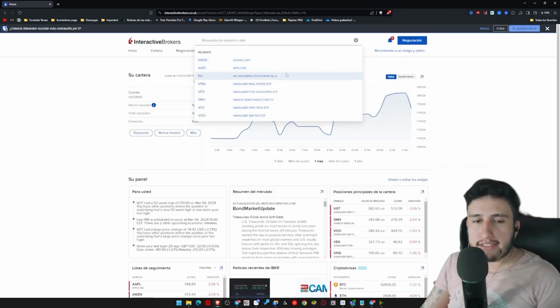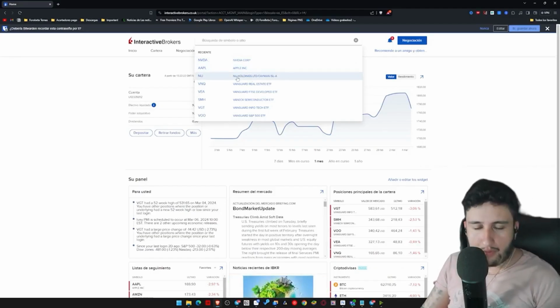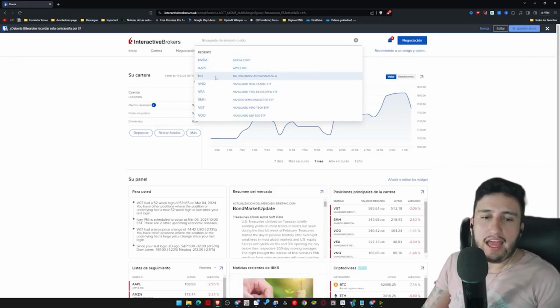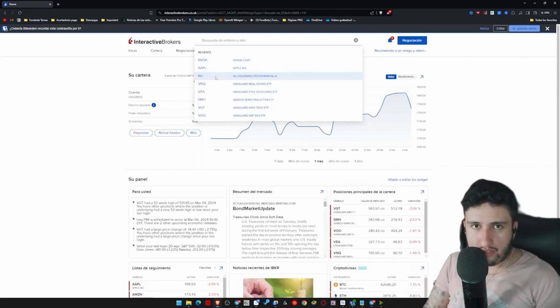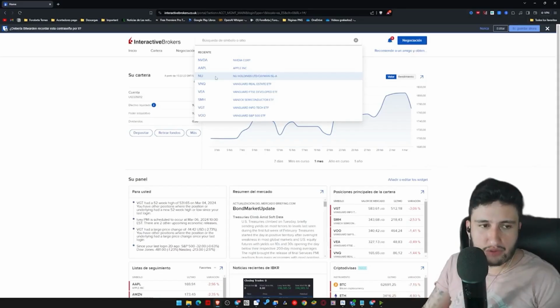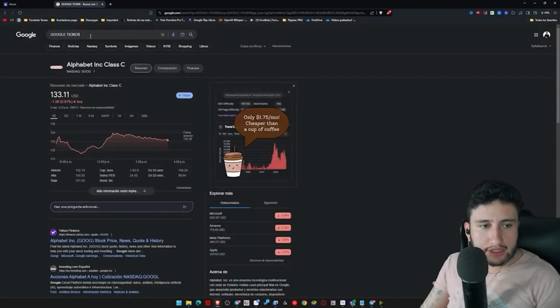In the case of companies whose names are already very short, as you can see here, NU is literally called NU. Although this isn't always the case, sometimes the ticker is a bit different from the company's name. You can easily look it up on Google. Just search, for example, Google stock ticker, and you'll see here that it's listed on the Nasdaq Stock Exchange, and the ticker symbol is GOOG, which is quite similar to the company name Google.